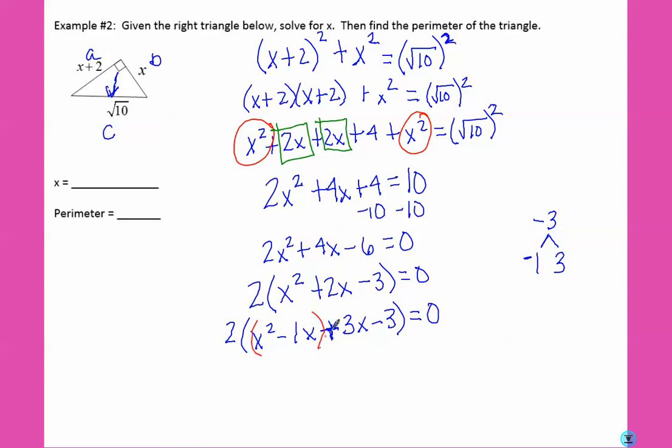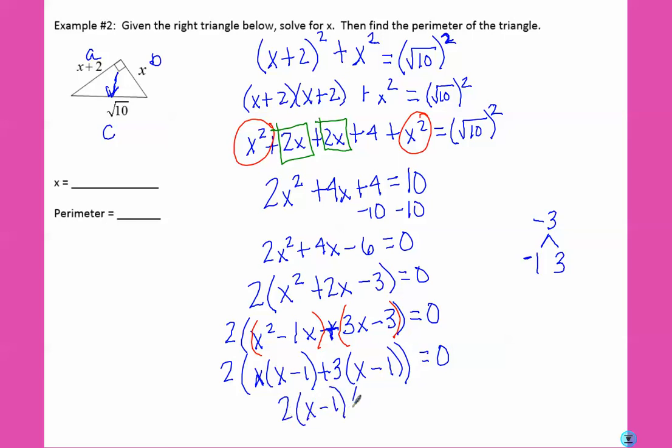Group the first two, group the second two. These both have an x. We'll be left with x minus 1. These both have a 3. And we'll be left with x minus 1. So our factors are 2, x minus 1, and x plus 3 equals 0.